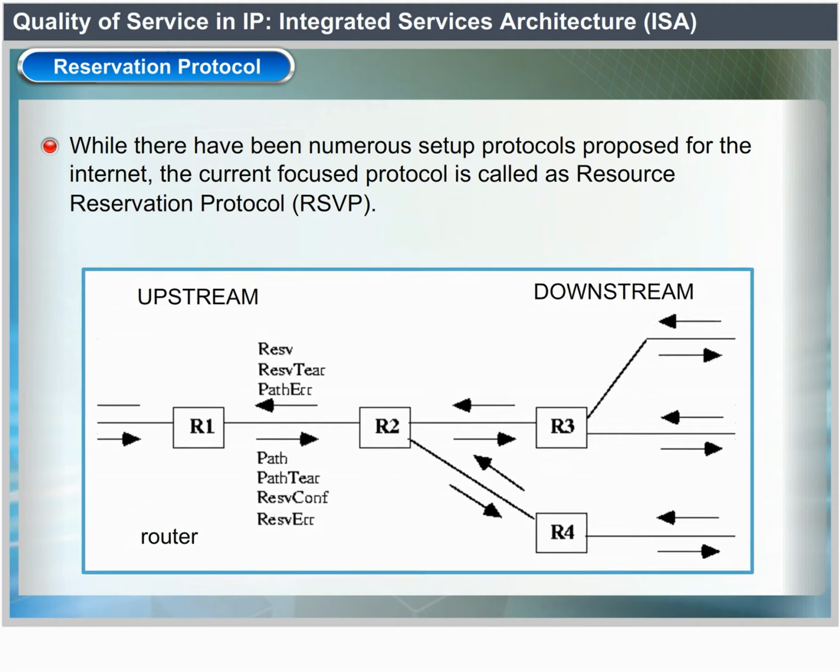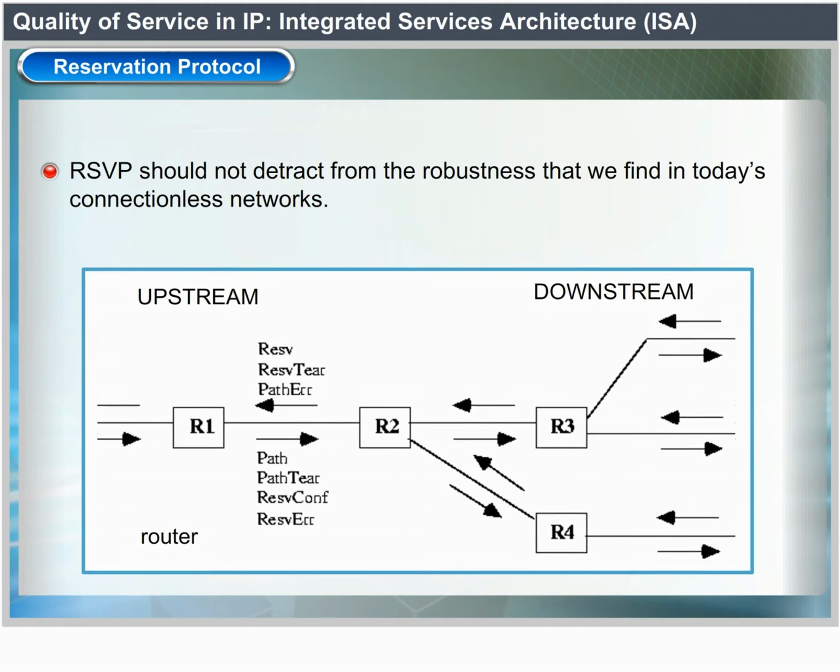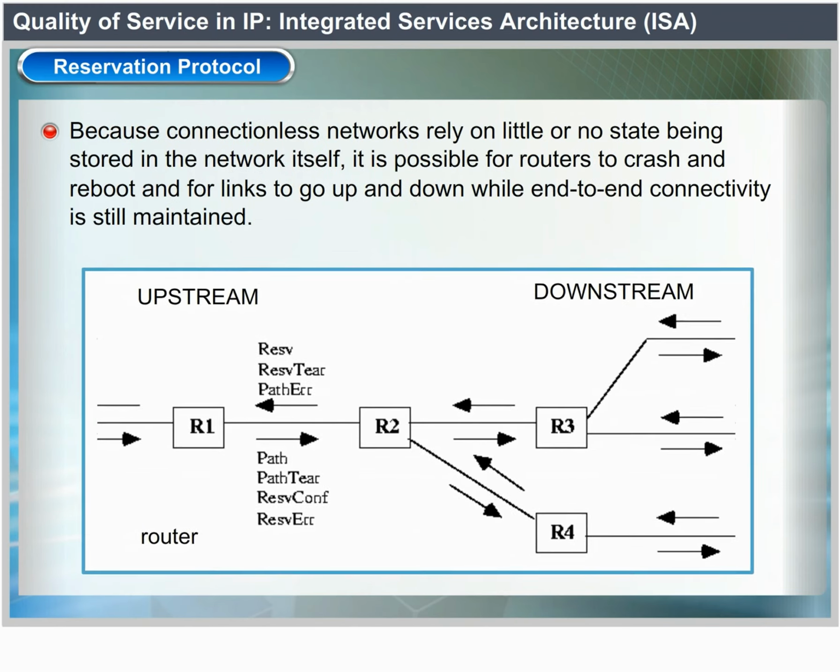RSVP should not detract from the robustness that we find in today's connectionless networks. Because connectionless networks rely on little or no state being stored in the network itself, it is possible for routers to crash and reboot and for links to go up and down while end-to-end connectivity is still maintained.